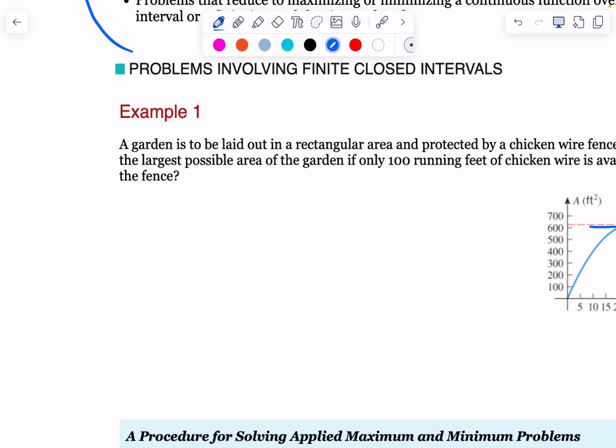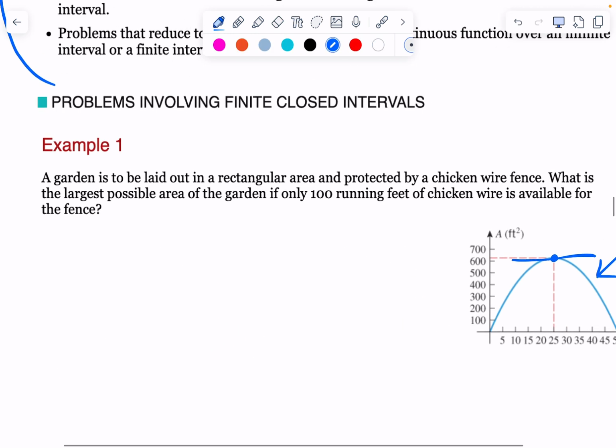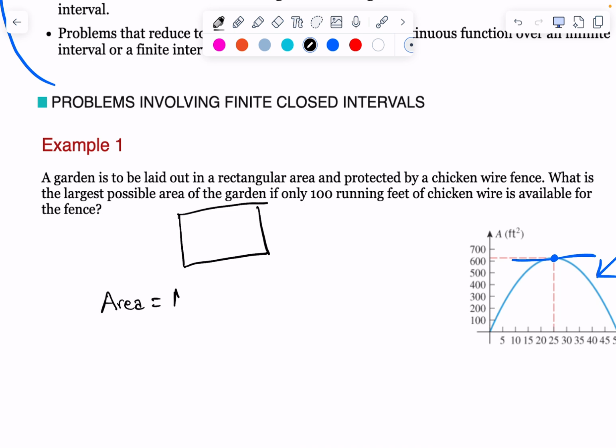So, yeah, they don't even give me an equation, but we've got to derive the equations. We've got to pull the equations out of here, okay? A garden is to be laid out in a rectangular area. I'm going to draw a picture. Here's my rectangle, okay? Protected by a chicken wire fence. What is the largest area? So I want area to equal the max, right? That's my maximum area of the garden if only 100 running feet of chicken wire is available for the fence.